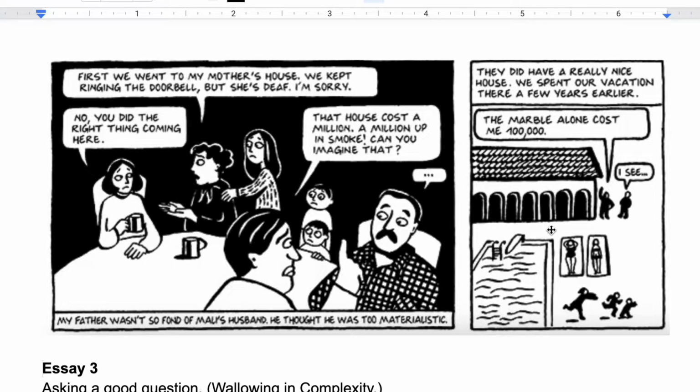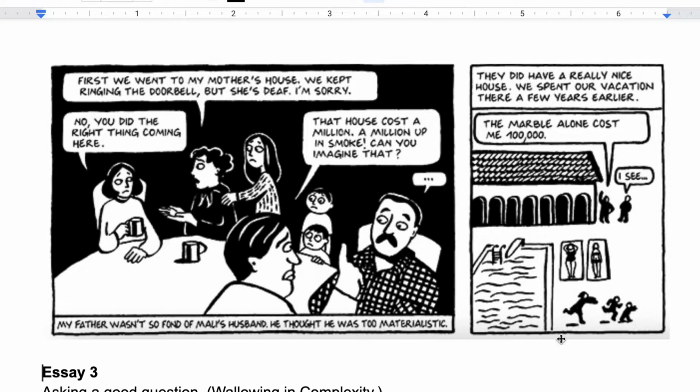So if you were analyzing this panel, you might say, the narrator tells us this, and we can additionally infer from the visual information that it had a pool and they played there as kids. And then what does that mean? Then you can analyze that as part of your close reading. For example, here we can sense in the narrator's language, they did have a really nice house. We spent our vacation there earlier, and we see them playing as young children. We can kind of infer the narrator's down here with her cousins. We get the sense, the tone of nostalgia, of warmth and happiness. The narrator liked this experience.